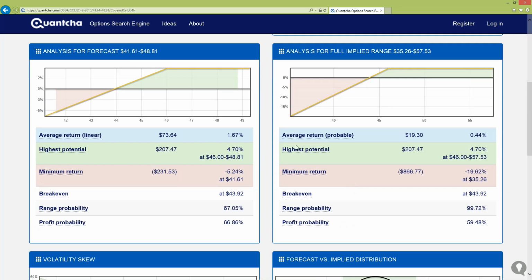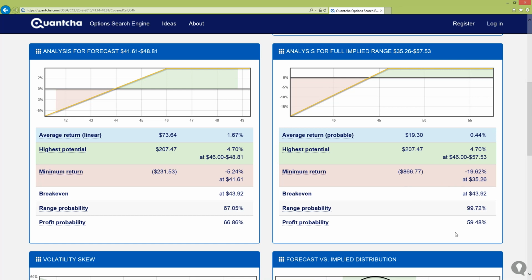We can come down into the analysis to see, for our particular trade forecast, which is this 41 and change to 48, what the linear return is, the highest potential return, and what range that exists in, as well as the probability of this range being accurate, and the probability of profit if it does close in the range we're looking at. The next panel is the full implied range, which goes out all the way to 3 standard deviations and tells us at almost 100% likelihood what the expectation of the market is right now for this stock and how it should end up.